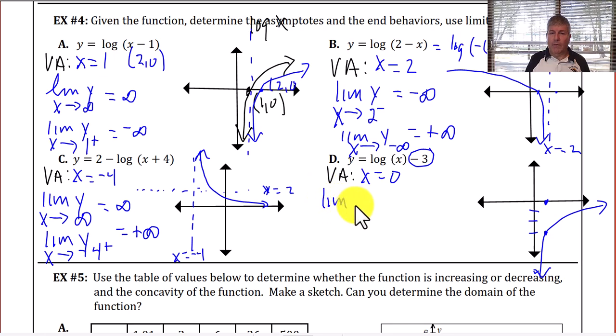Now the limit of our function y as x approaches positive infinity is going to positive infinity, and then the limit of our function y as x approaches our vertical asymptote 0 from the right-hand side is going to negative infinity.